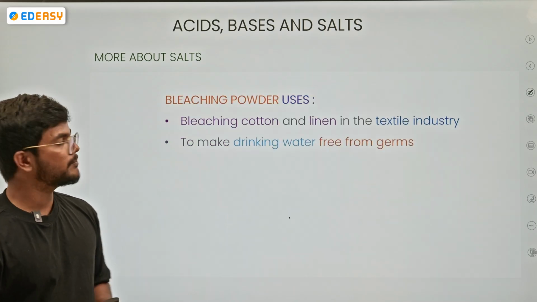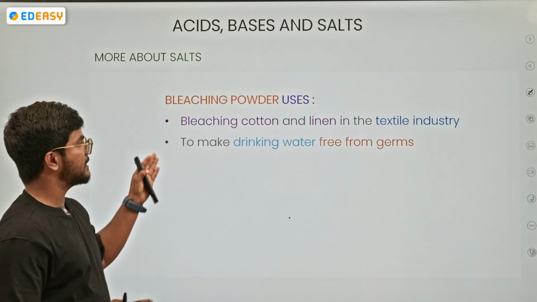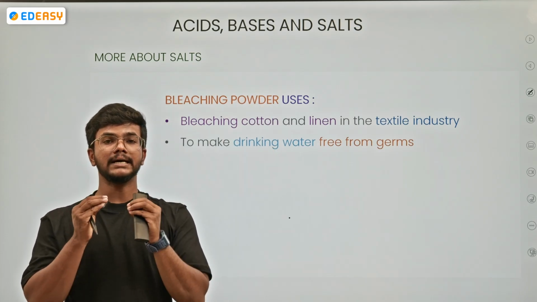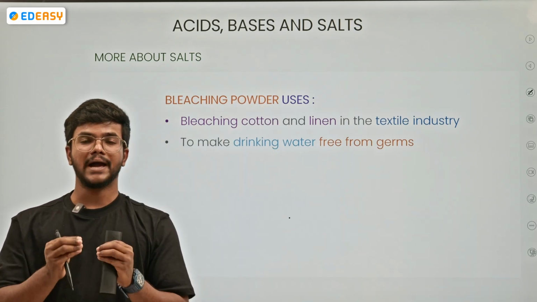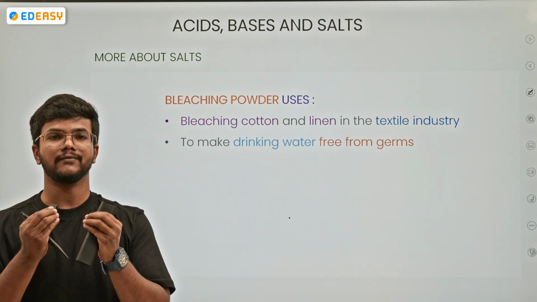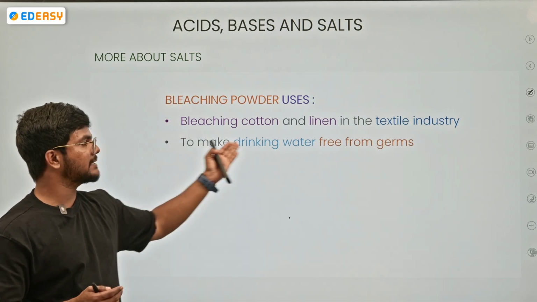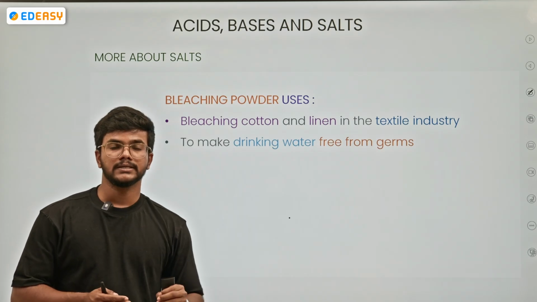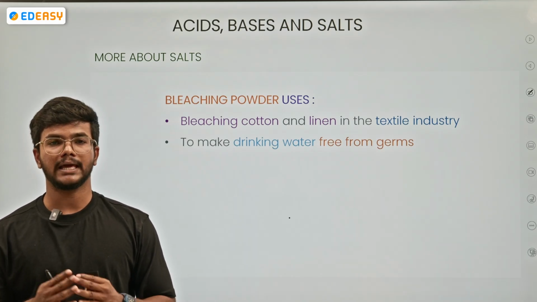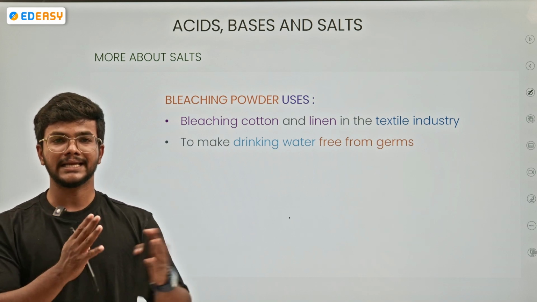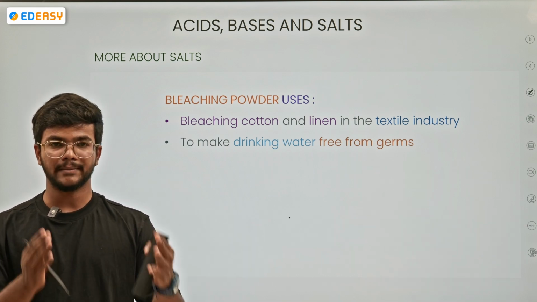Okay, so bleaching powder is used in the cotton, linen and textile industries. To make the threads of fabrics very clean and white in color, we use bleaching powder. And also to make drinking water germ free. So how will this bleaching powder help to remove the germs from contaminated water?